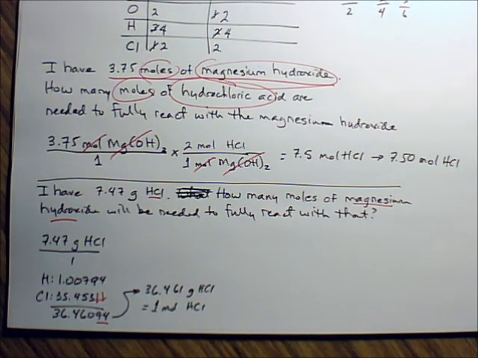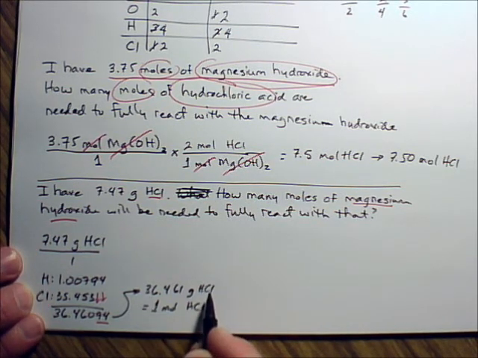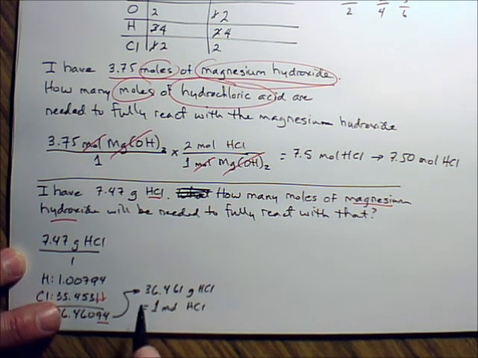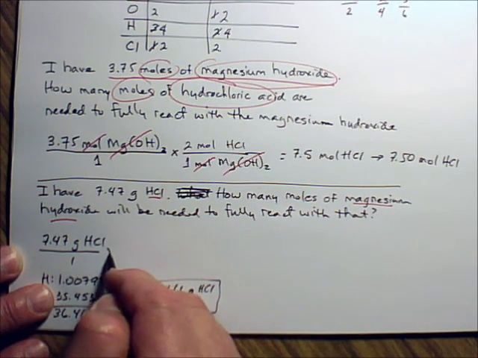Okay? Now you have to do all that. All those things are required in this class. You're not done with this calculation here until you put the grams of HCl on it and you put equals 1 mole on there. That makes sense? Until you do all that, you're not done, and you will not get full credit for it. Okay?